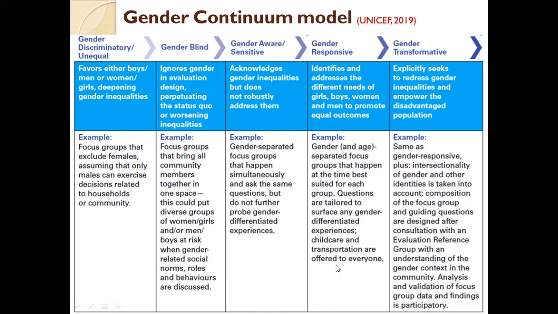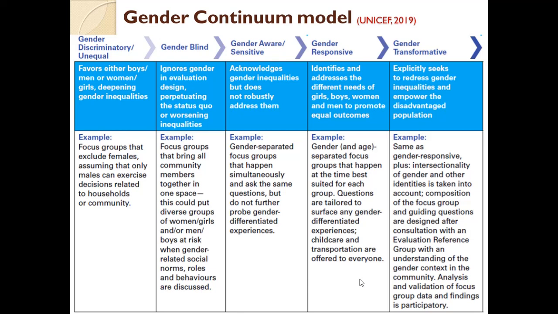So in this case, an example could be that gender and age separated focus groups happen at a time best suited for each group. So questions are tailored to surface any gender differences and experiences, but also childcare or transportation are offered to everyone. And therefore, if, for instance, women did not have transport to get to the center where such evaluation discussions are happening, then you can offer opportunities of transport to everyone, because some groups are at a disadvantage. Could be girls or women, while men own bicycles and so on.